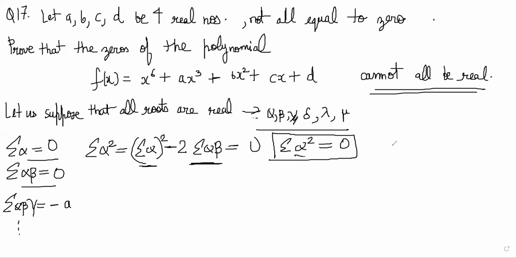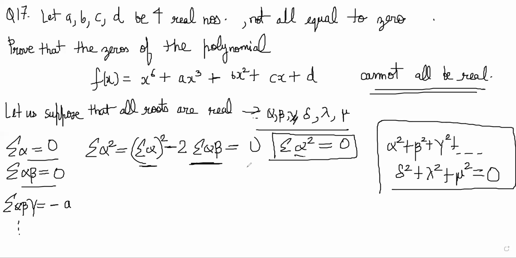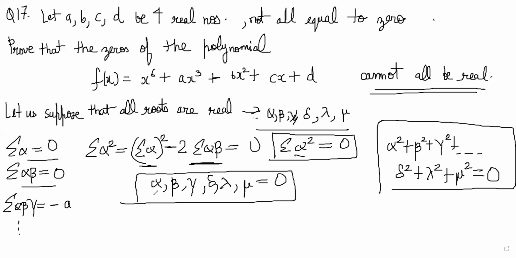Now what does that mean? That means that alpha square plus beta square plus gamma square plus so on, all 6 roots, the squares of them are adding up to 0, and if they are all real numbers, then each of them must be 0, right? Only if the sum of squares is 0 and they are all real numbers, then each root is 0. If each root is 0, then all of these products are 0. So basically A should be 0, B should be 0, C should be 0, and D should be 0, right? Because the sum of the product of the roots taken 3 at a time will be 0, 4 at a time will be 0, 5 at a time will be 0, and 6 at a time will also be 0.